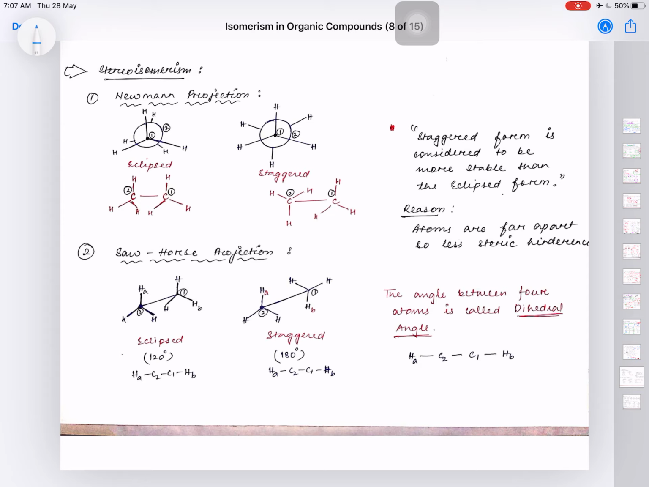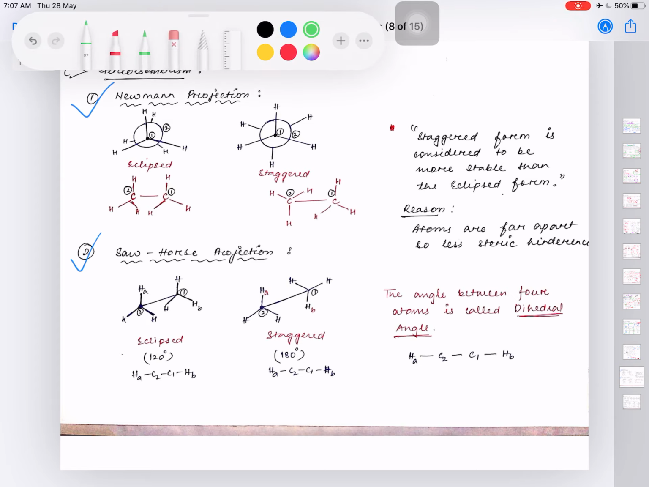So under stereoisomerism, we have conformational isomers. There are two types of conformations that are possible: one is the Newman projection, another one is the Sawhorse projection. For representation of stereoisomers, two projection formulas are used, one is Newman, one is Sawhorse. First we will discuss Sawhorse.